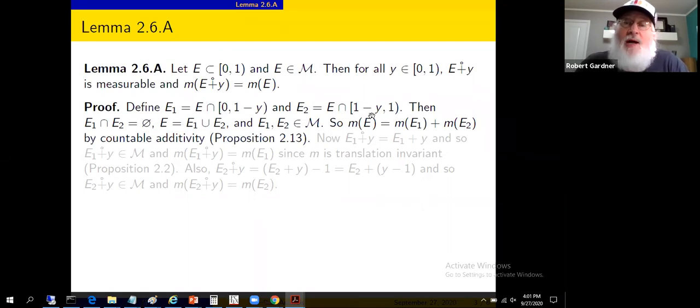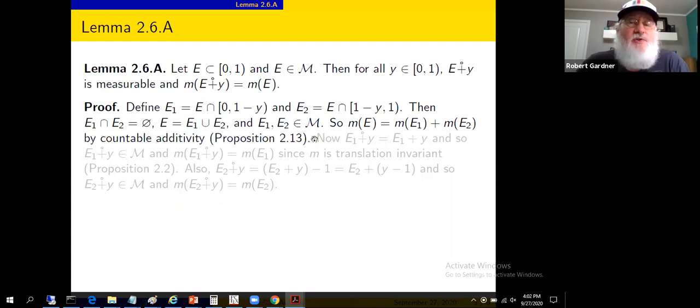When I add y to numbers in this interval, we get things between 1 and 1 plus y, things bigger than or equal to 1. That's the part you're going to have to cut off and translate back by 1 unit. So that's why we want to take set E and break it into these two pieces. The pieces are disjoint, they union to give set E, and they're both measurable.